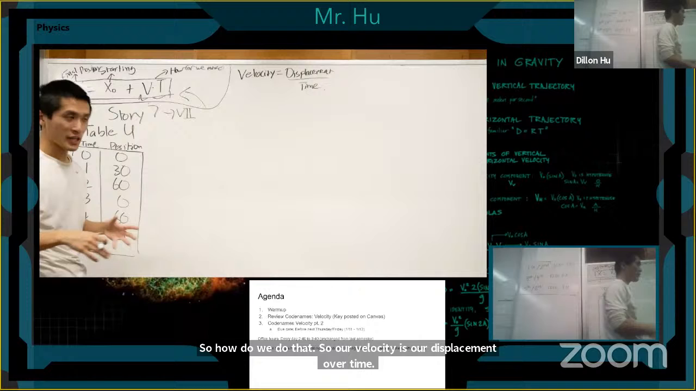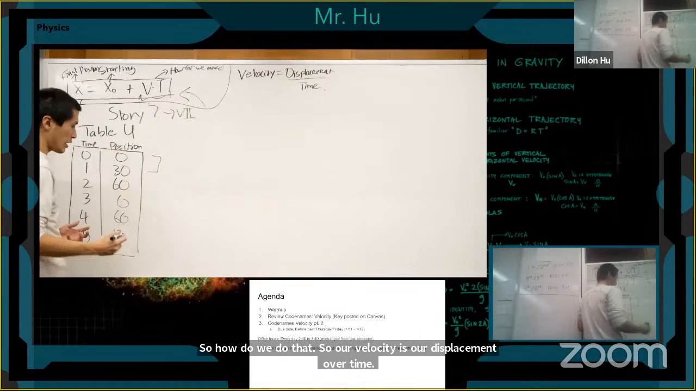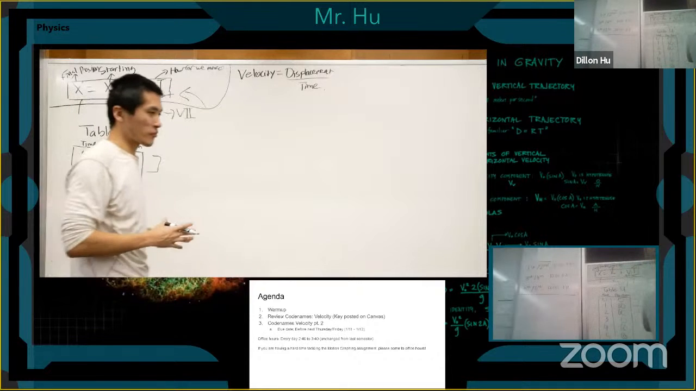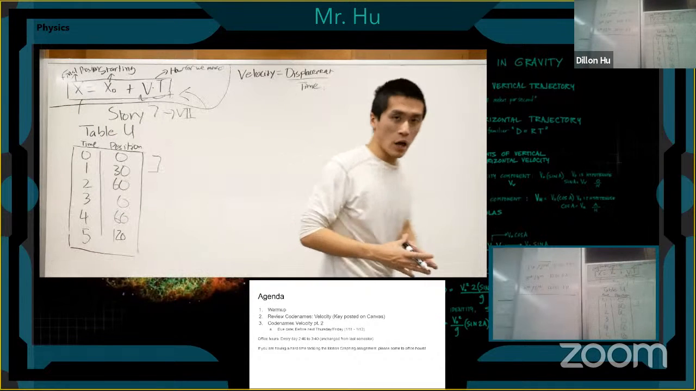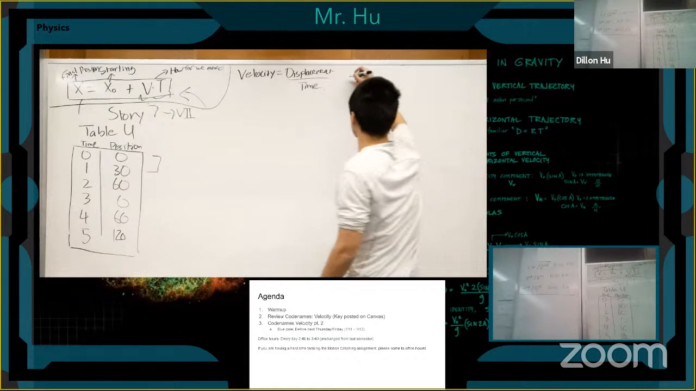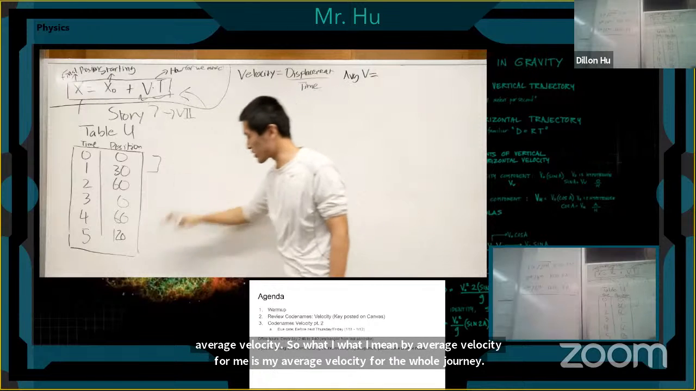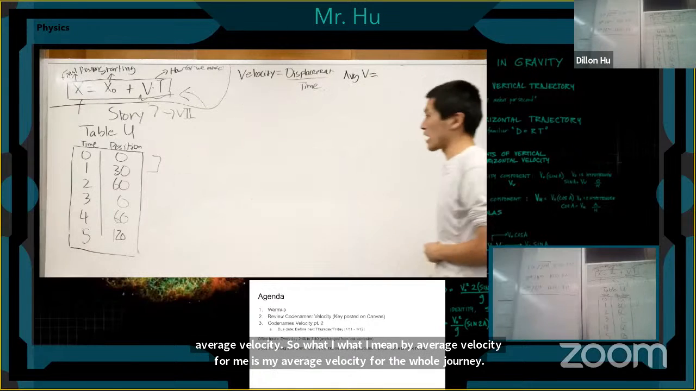This is something that is very confusing for a lot of people. There are velocities for individual sections, and there's also a velocity for the whole thing. This is something I want to distinguish right now. What I'm doing right now is figuring out the average velocity for the whole thing. To do that, I'm going to look at my total displacement and my total time.